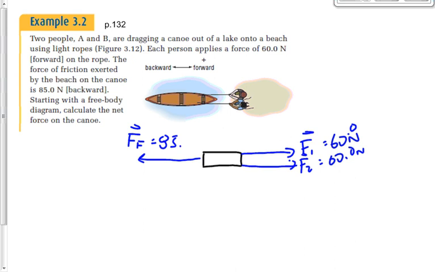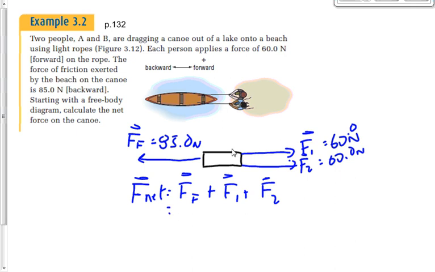How did I know friction acted to the left? If I pull it to the right, which way does it move? To the right. So which way does friction have to be to counter that? To the left. Okay, step one. After I've got my free body diagram drawn, the net force is equal to the sum of the forces. That's Ff plus F1 plus F2.